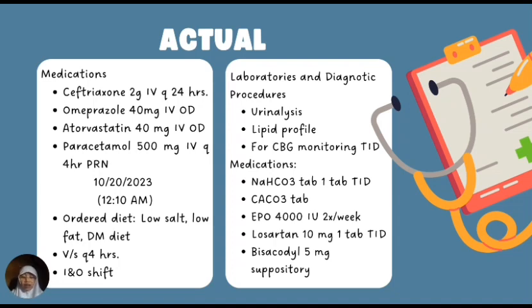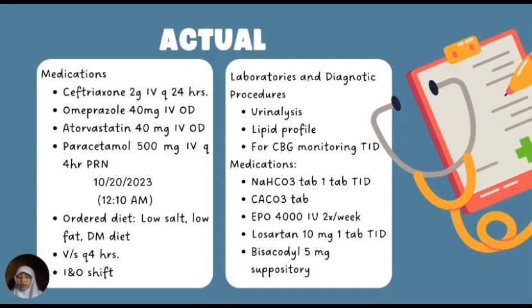For the next day, the patient was given an order of low salt, low sodium, low fat, and DM diet. So DM diet refers to diabetes mellitus diet. Regulating the blood sugar levels through dietary modification is important in managing both diabetes and its potential impact on kidney function. They still monitor vital signs every 4 hours, monitoring of input and output. And for the laboratories and diagnostic procedures, we still have renal disease lipid profile and CBG monitoring twice a day. So CBG refers to capillary blood glucose.